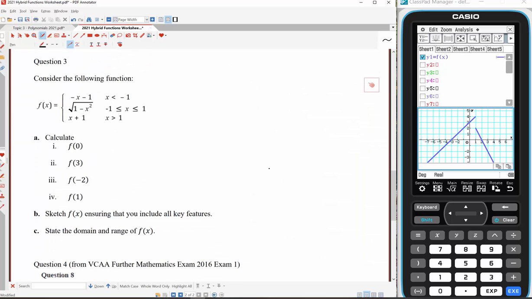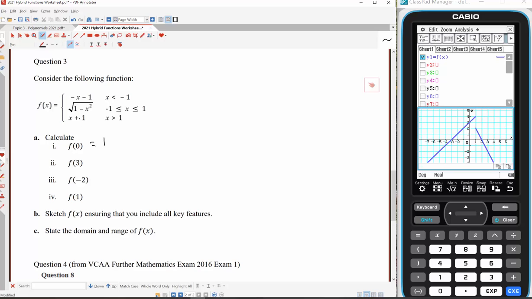Okay, consider the following function. Okay, so interesting, that's a circle, that's a linear, that's a linear. So f(0). So what you do with 0 is you work out which slot it's going to go into, and 0 is going to go in this because this is where the values between negative 1 and 1 go. So 0 goes in, 1 take away 0 is 1, square root of 1 is 1.